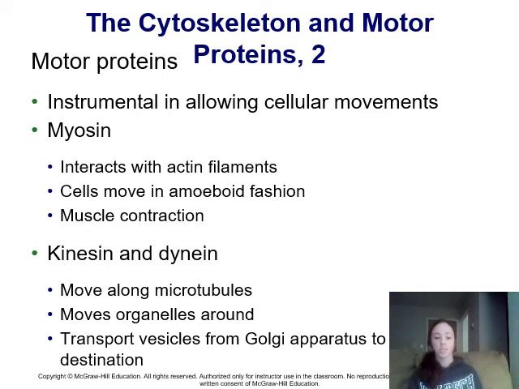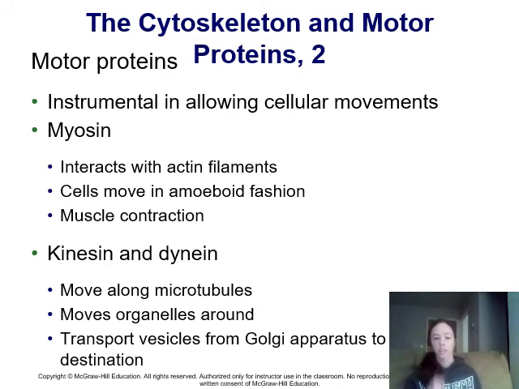So motor proteins are going to include myosin, and myosin interacts with actin filaments and is really important in muscle contraction. And these cells move in an amoeboid-type fashion. If you can think of an amoeba, it looks like what you get if you throw a paintball at a wall: a splatter look with these different arms.